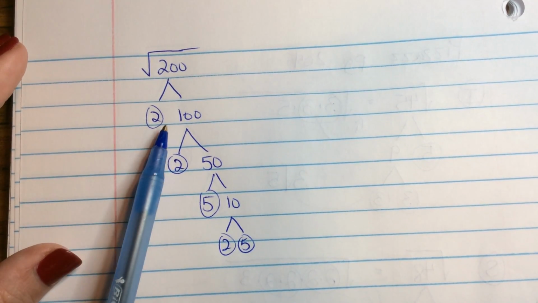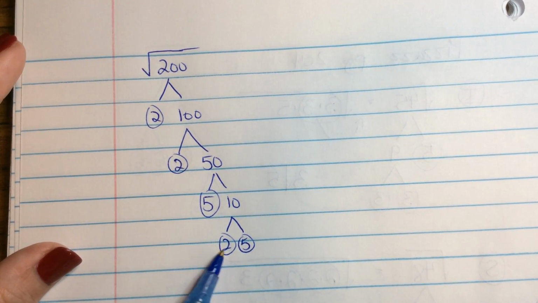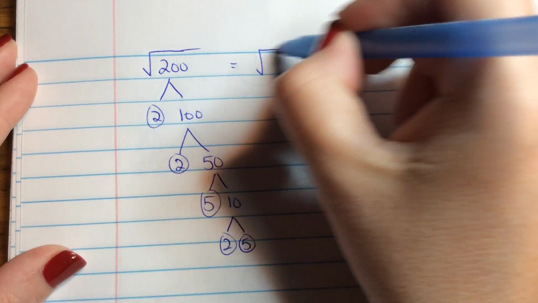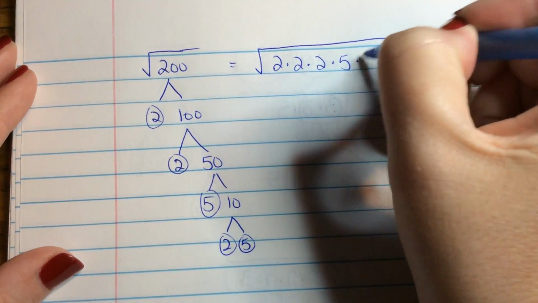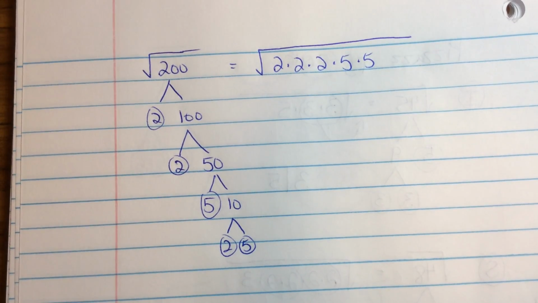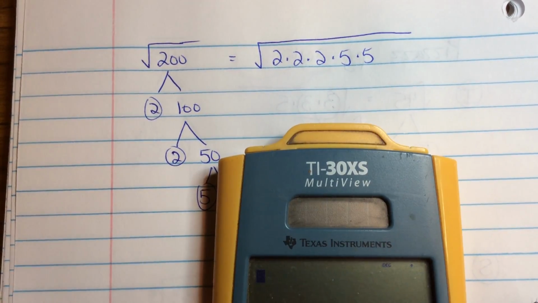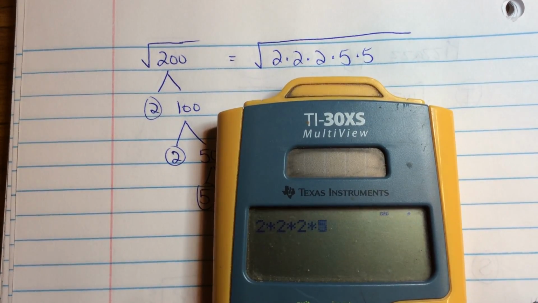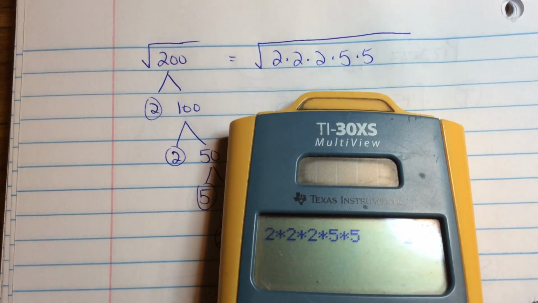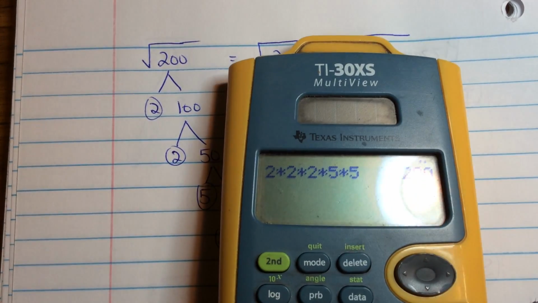So let's see what we have. We have 2 times 2 times 2 times 5 times 5. So let's write that. 2 times 2 times 2 times 5 times 5. All right, let's put it in our calculator and we'll see what we get. And we get 200. So we know we're right.